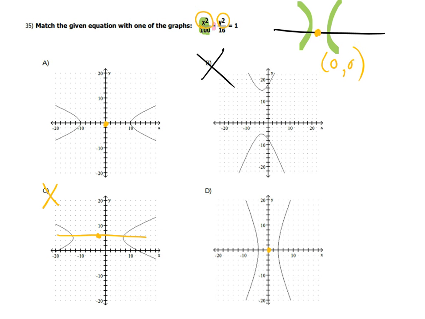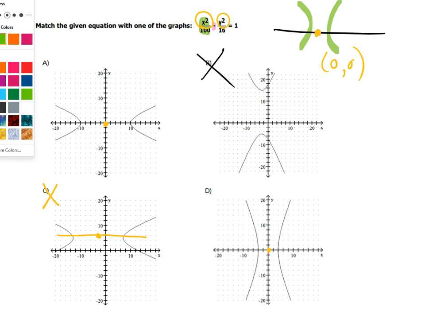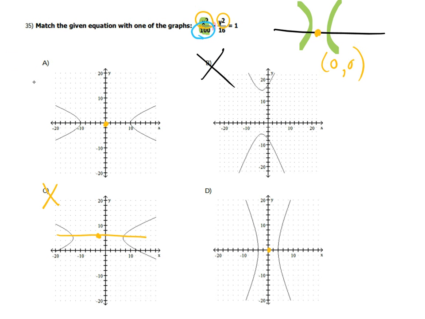The other thing I would now look at is the vertices. Since the denominator is a 100, it's going to cross the x-axis at 10 and negative 10. And that's going to be this one here and this one here. Because this one crosses at 2, this is at 4 and negative 4, so that one's out. So it's choice A.